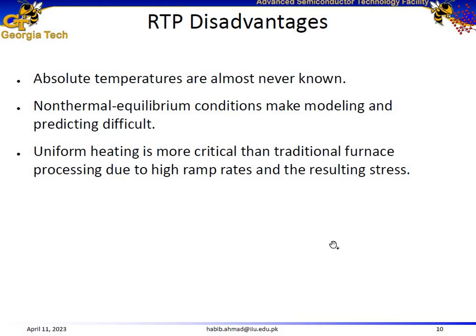Rapid thermal process also has its disadvantages. For example, absolute temperatures are almost never known. Why do we say that we cannot measure the absolute temperatures? Because first we ramp up the temperature, so the temperature is not stable, and then we anneal our wafers for a short amount of time. So we do not provide enough time for the temperature to stabilize, and then we start ramping down the temperature. So at any point during this process we don't let our temperature stabilize. That's why we say that absolute temperatures are almost never known. We cannot measure absolute temperatures.